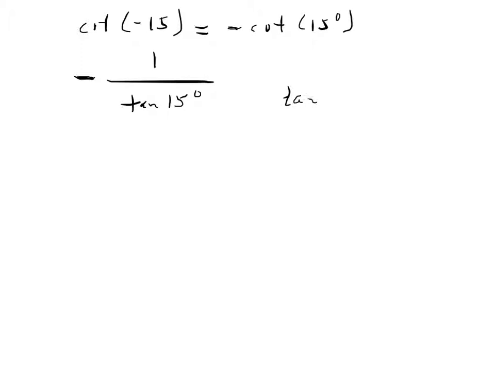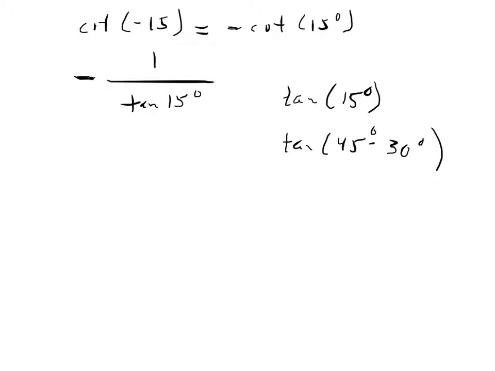So tangent of 15 degrees. I don't know how to find that. It's not a 30, 60, 45, 90, 0, or 180, but I do know that 15 could be written as tangent of 45 degrees minus 30 degrees. Now there's lots of ways to get 15. It's just that 45 and 30 is the most convenient.